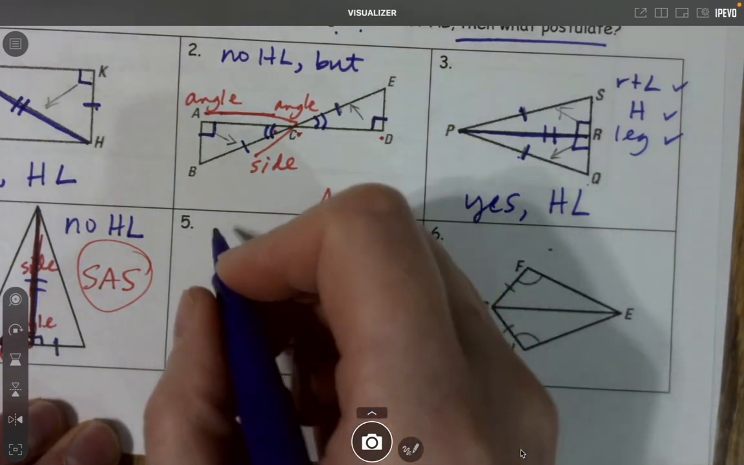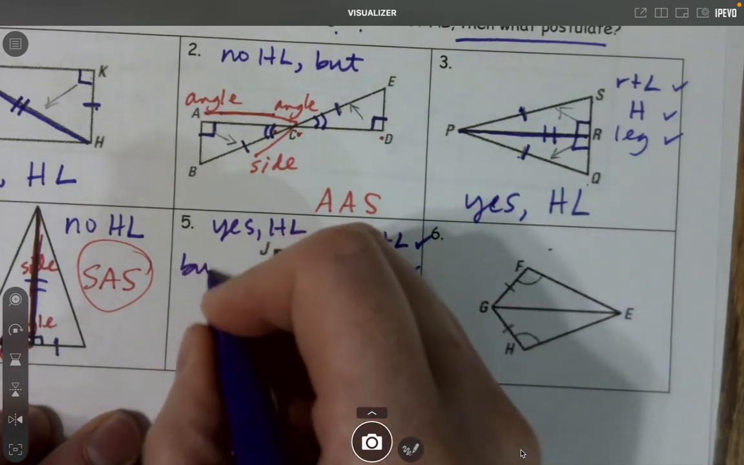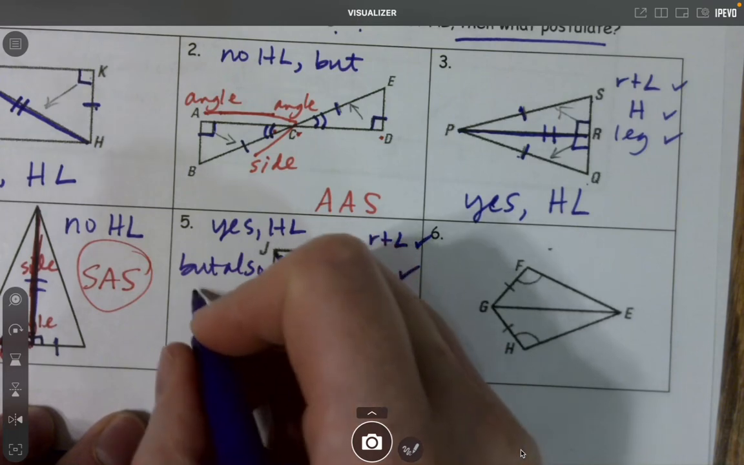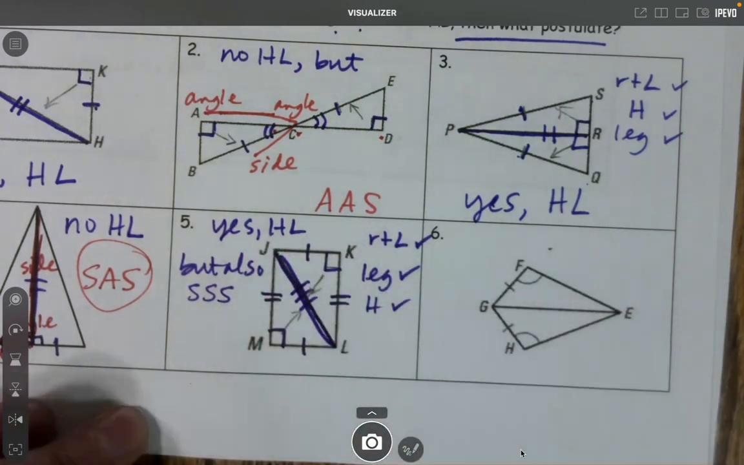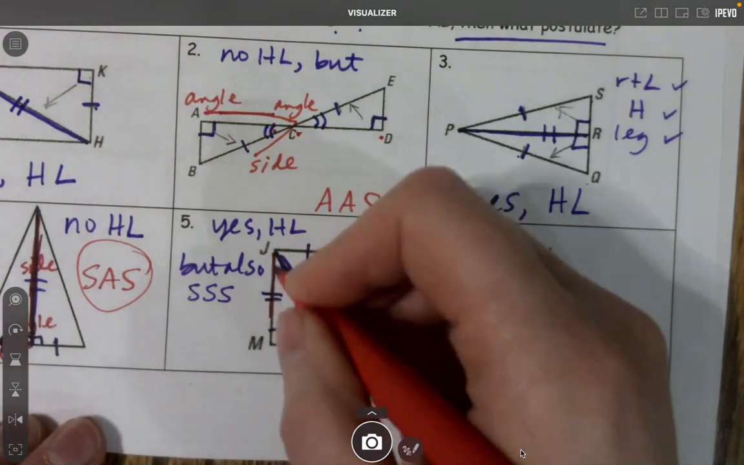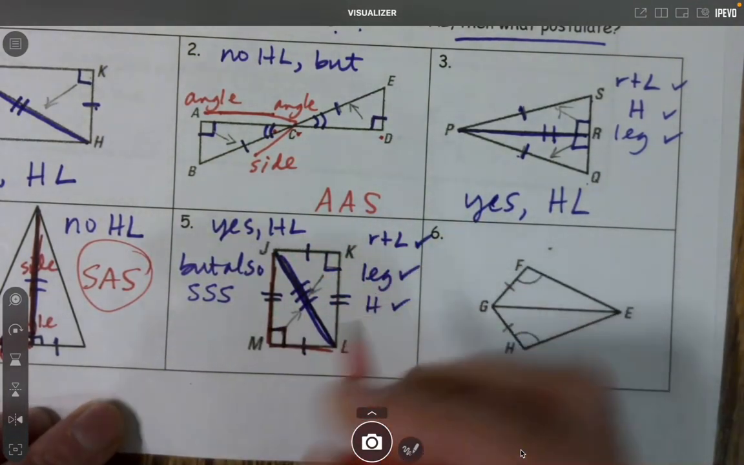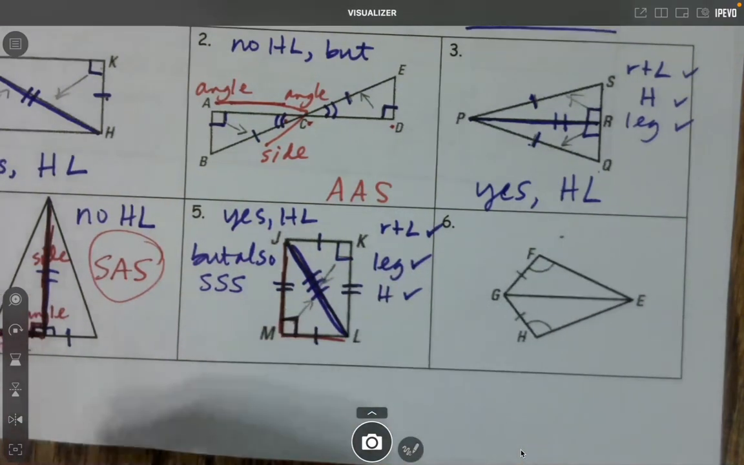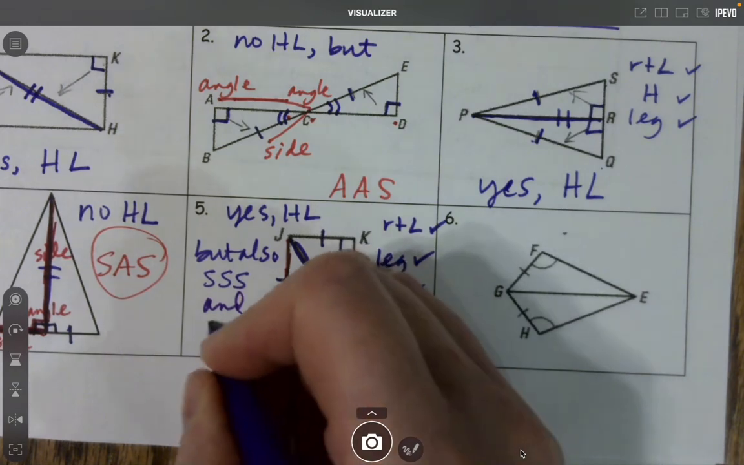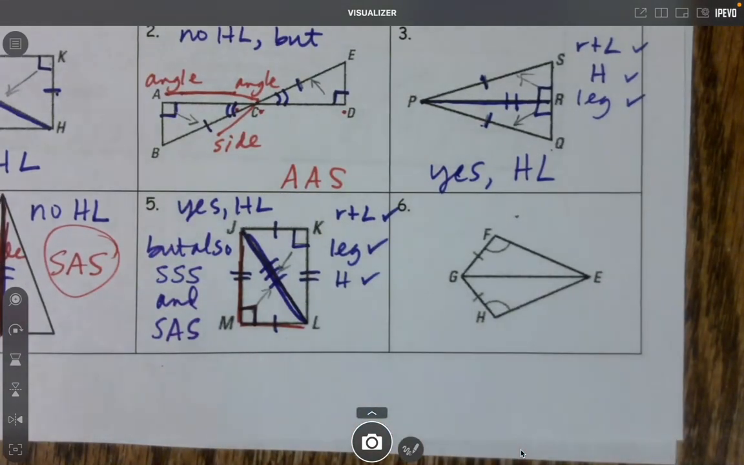So this is going to be yes, HL, but also, if we think about it, all three sides are congruent. So it's also side, side, side. And I even have, like I had on the last one, a side and another side and the angle in between them. So it's also side, angle, side. So also side, side, side, and side, angle, side. So we're just still practicing these triangle congruencies.